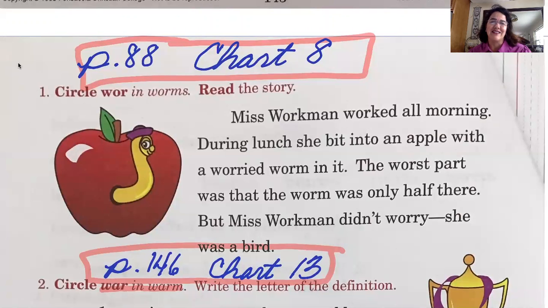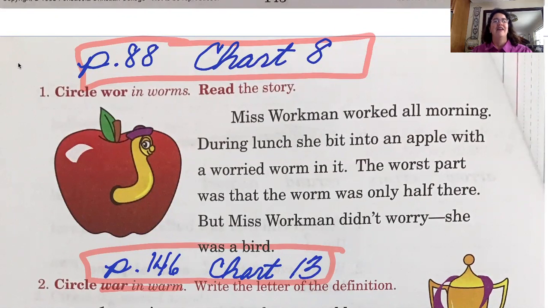Let's get started. Circling the "were" in worms. I'm going to read the story first, and then we'll go back and do our circling. Here we go. Miss Workman worked all morning. During lunch, she bit into an apple with a worried worm in it. The worst part was that the worm was only half there. But Miss Workman didn't worry. She was a bird. Okay, guys, what are we going to circle?